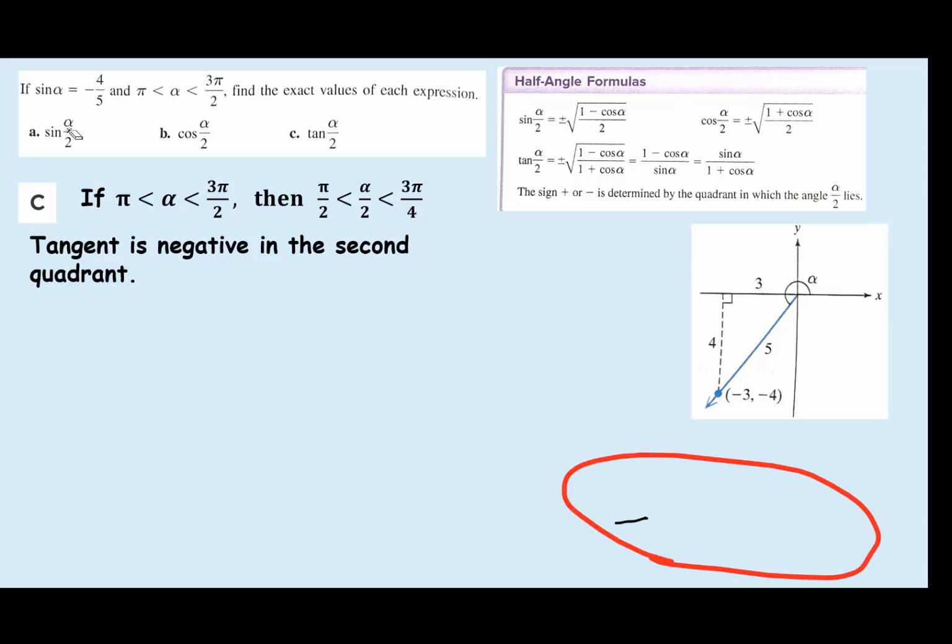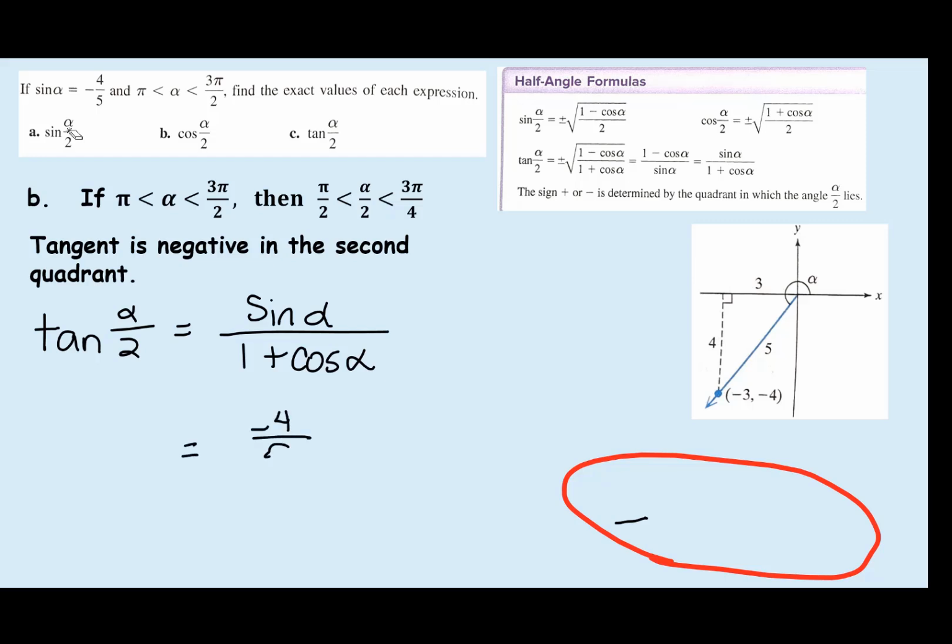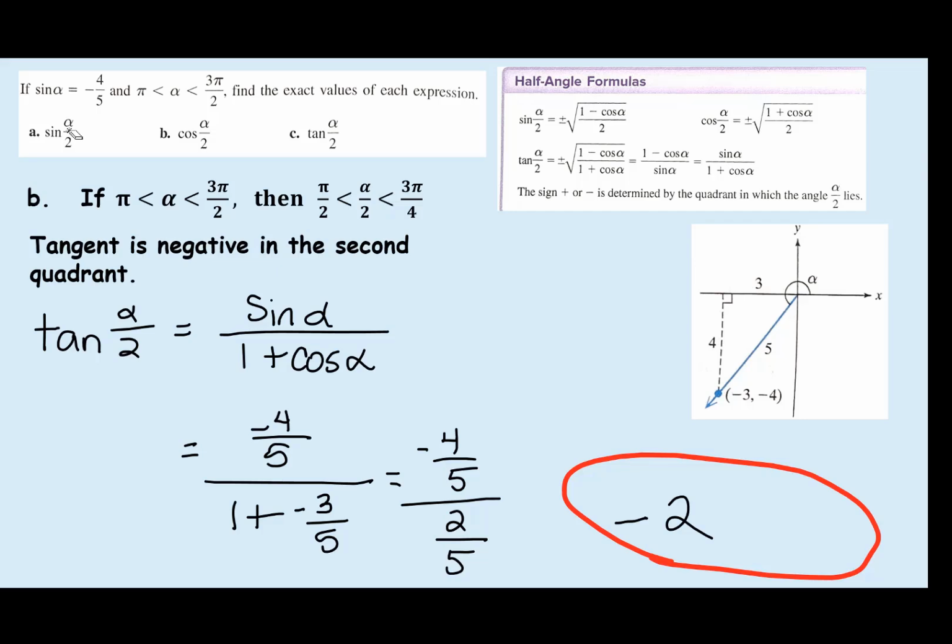Reminding myself of that, now I'm going to use the formula for tangent alpha over 2, which is sine alpha over 1 plus cosine alpha. And I know that sine alpha is negative 4/5, and cosine alpha is negative 3/5. And so I just add all that up, negative 4/5 over 2/5, which is just 4 over 2, which is 2. And it's negative because tangent is negative in the second quadrant.